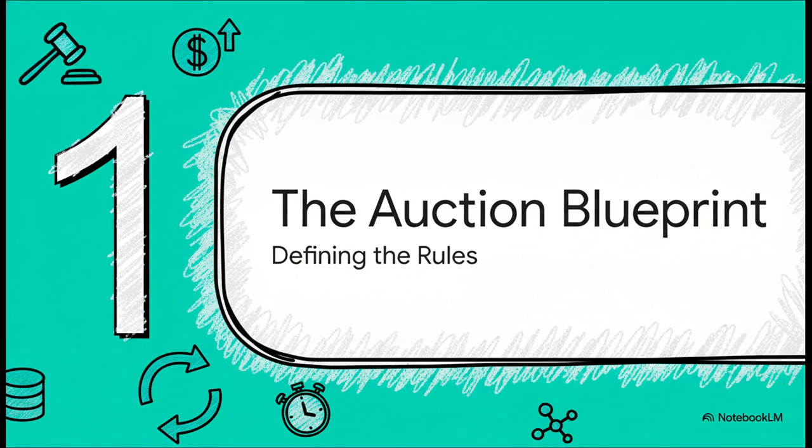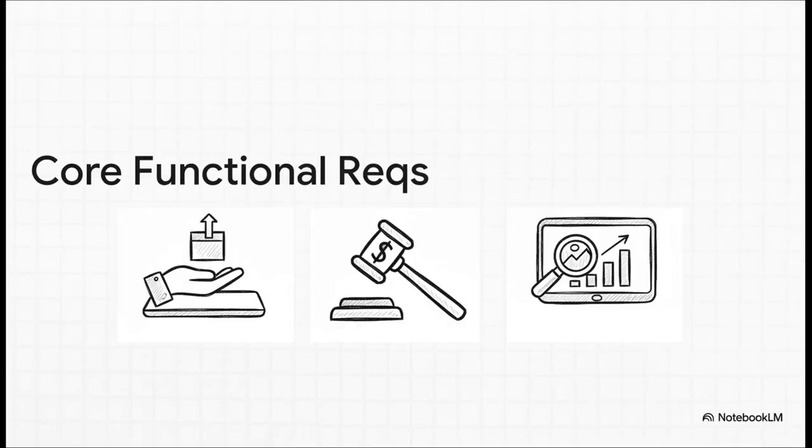Before we write a single line of code, we have to define the rules of the game. We need to know what our system absolutely must do, and just as important, how well it needs to do it. Let's start with what we call the functional requirements. This is basically what the user can actually do. At its core, a user needs to be able to post an item for auction, they need to be able to bid on an item, and they need to be able to look at an auction and see what the current highest bid is. These are the table stakes.